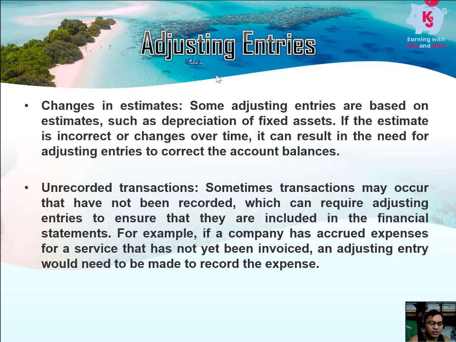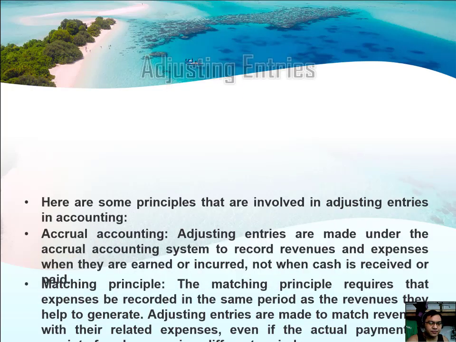Unrecorded transactions. Sometimes transactions may occur that have not been recorded, which can require adjusting entries to ensure that they are included in the financial statements. For example, if a company has accrued expenses for a service that has not yet been invoiced, an adjusting entry would need to be made to record the expense.